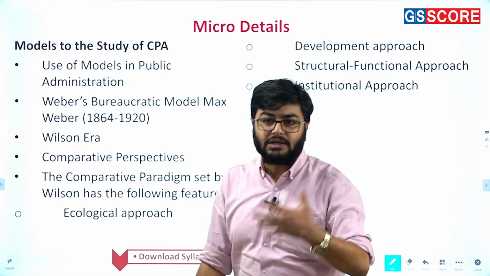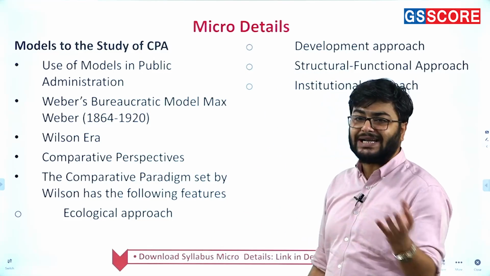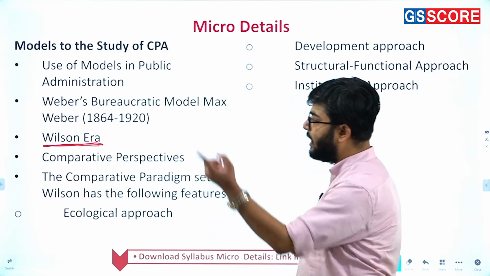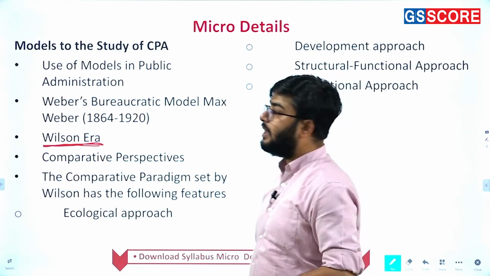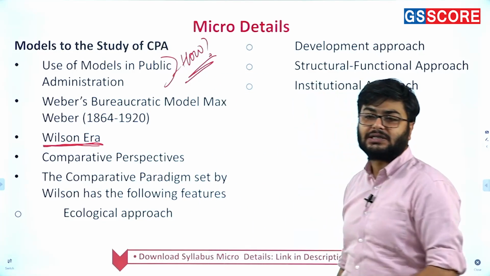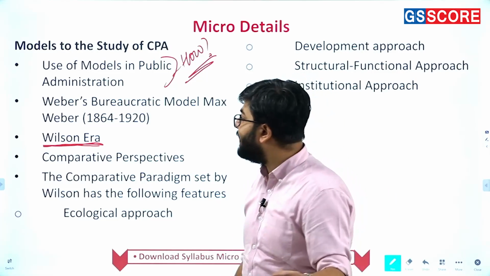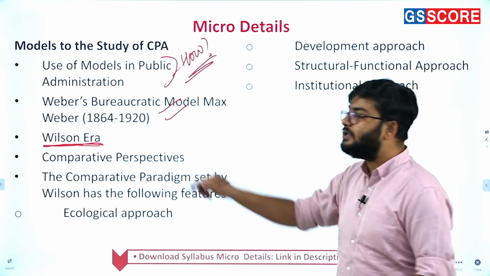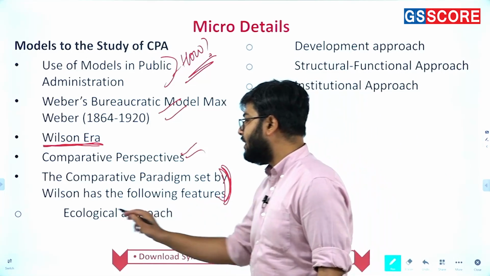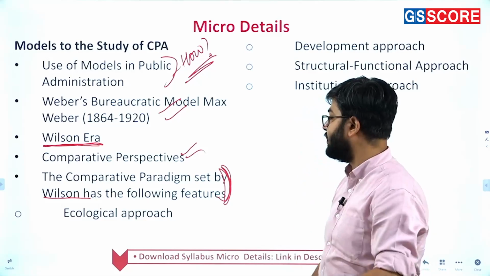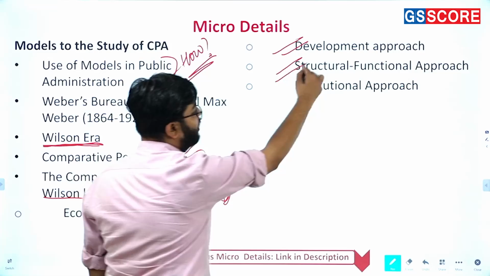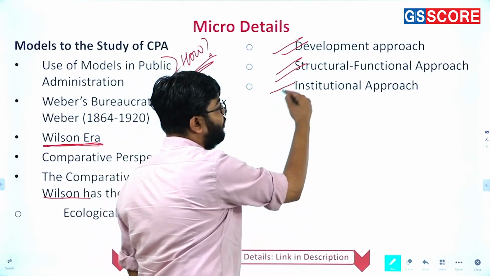The various models that are coming to be associated with the CPA. If you recall, I talked about Wilson before as well. So here is Wilson. Similarly, how this modeling helps us to understand CPA better. The Weber's model, Wilson model, comparative perspective, and the paradigms which are set by the Wilson and its features, that is the ecological approach, developmental approach, structural functional approach, and the institutional approach.